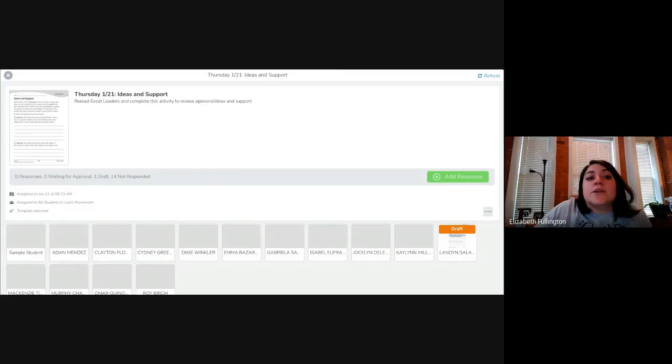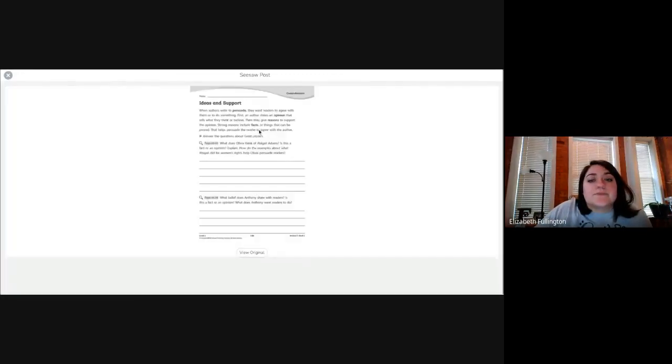Page 60, sweetie. And so it says right here in Seesaw, the first question says, what does Olivia think of Abigail Adams? So you're going to have to read what Olivia thinks about Abigail Adams. And you need to tell me if it's a fact or an opinion. And then you need to give me ideas or examples about Abigail and about what Abigail did for women's rights to help Olivia persuade readers.